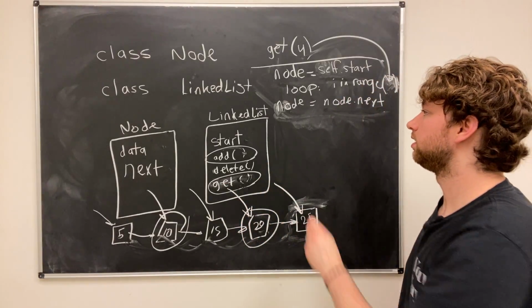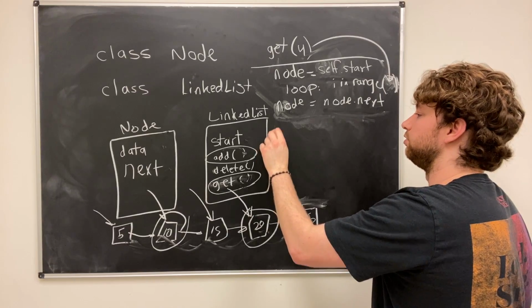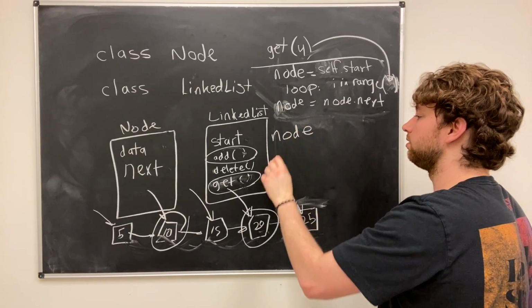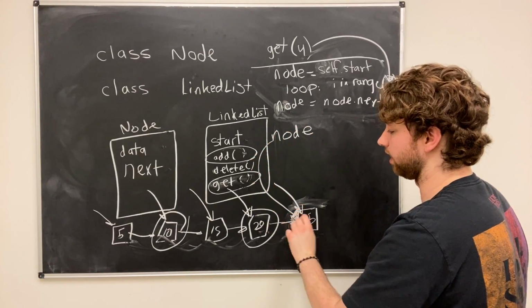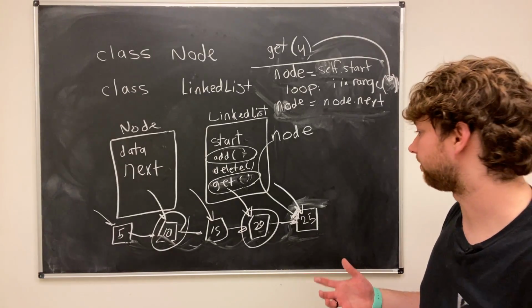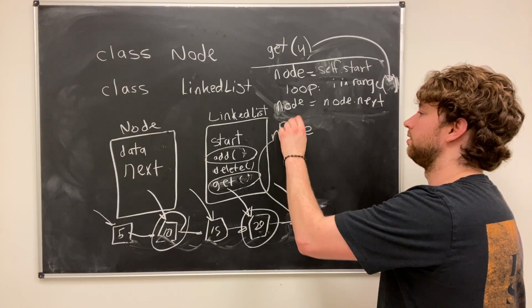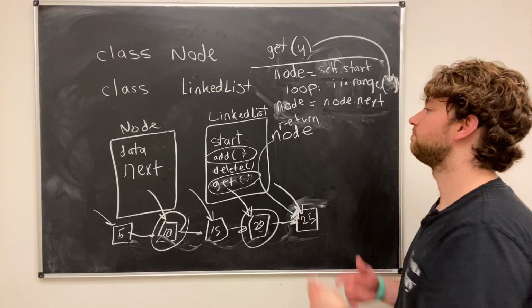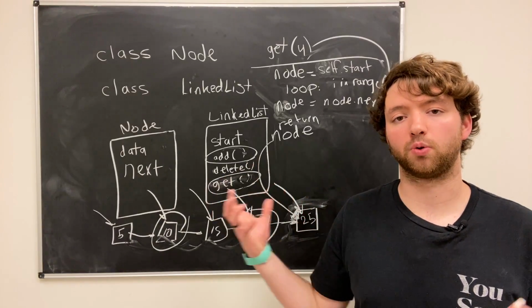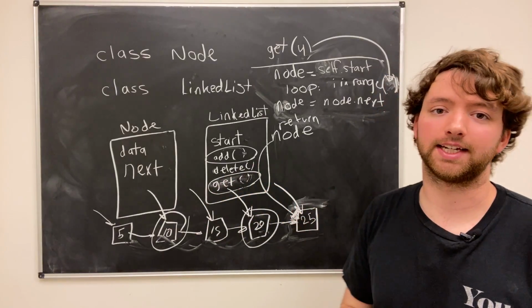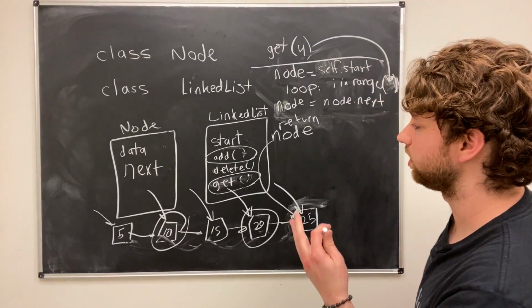So now, at the end of this loop, outside of the loop, node points to this value right here. And that's exactly how you get that value, so all you have to do is say return. You can just return that node, and then whoever invokes this method has a shortcut to get a particular spot in that list. So that is how you would get a value.